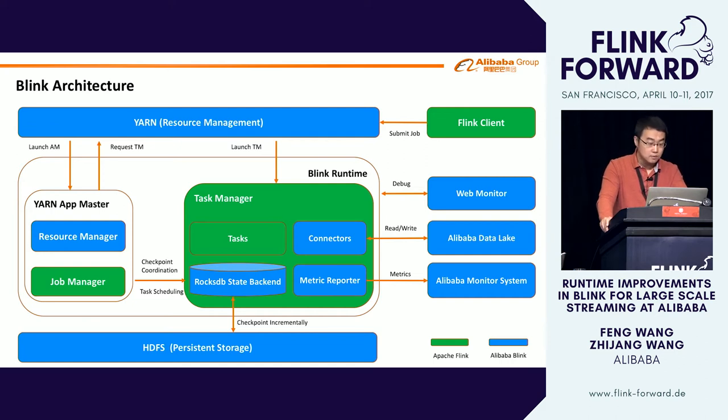Flink also has its own customized RocksDB state backend, which can checkpoint the job states to the HDFS incrementally and asynchronously. In order to make Flink easily integrated with the Alibaba ecosystem, Flink also developed many kinds of connectors, which could make Flink easily read and write data from Alibaba data lake. And Flink also provided the customized metrics reporter and the web monitor in Alibaba. The metrics reporter can put runtime metrics to Alibaba's metric monitor system in production for the real-time monitoring and alert for our Flink jobs. And the web monitor could make it easy for Alibaba's developers to debug their jobs.